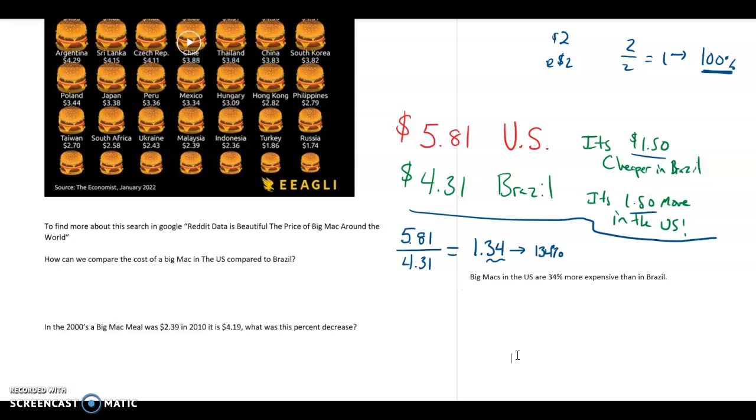Does that make sense? Because the change, if it was 1, it'd be the same. If it's 30% more, 34% more, it's 30%. It's above 1 by 0.34, so it's 34% more expensive, okay? Now, we might be able to go the other way with this.